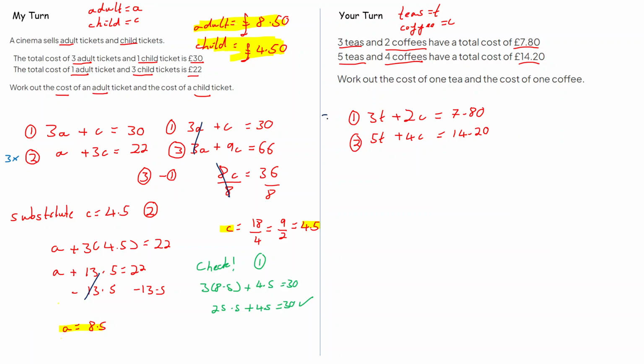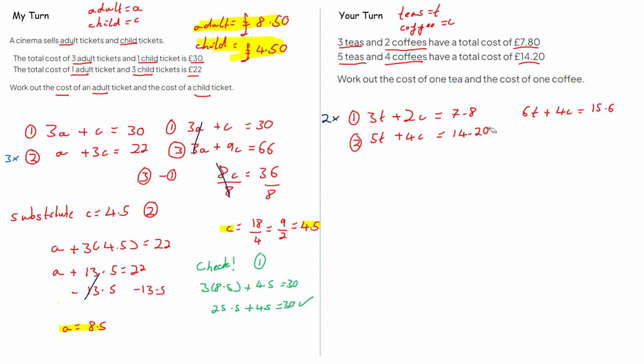If I times equation 1 by 2, then that 2C will become a 4C, which matches with that one. So let's do that. 2 times 3T is equal to 6T. 2 times 2C is plus 4C, and that is equal to 2 times £7.80, so I couldn't even read my handwriting there, is equal to £15.60, so 15.6. Okay, let's write it like that. That's fine, it means the same thing really.